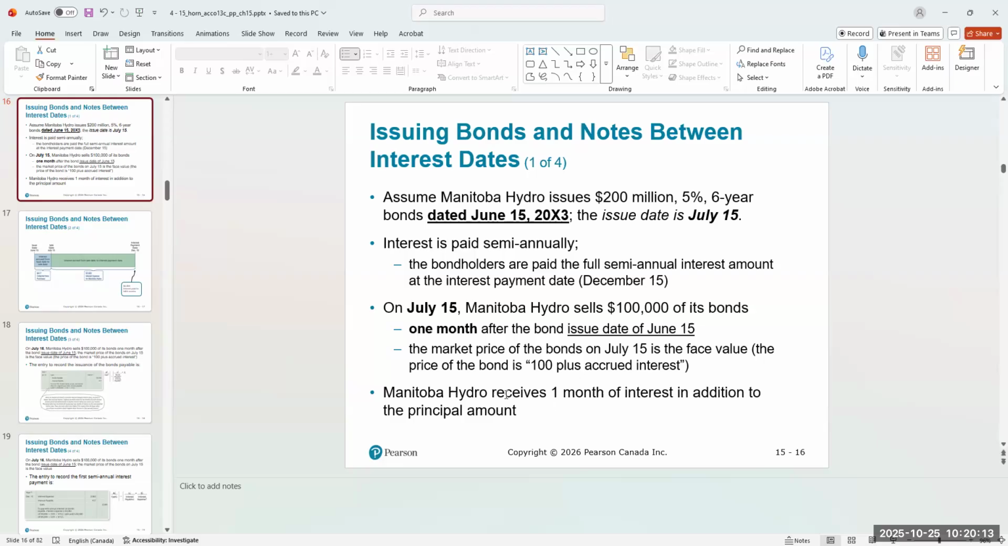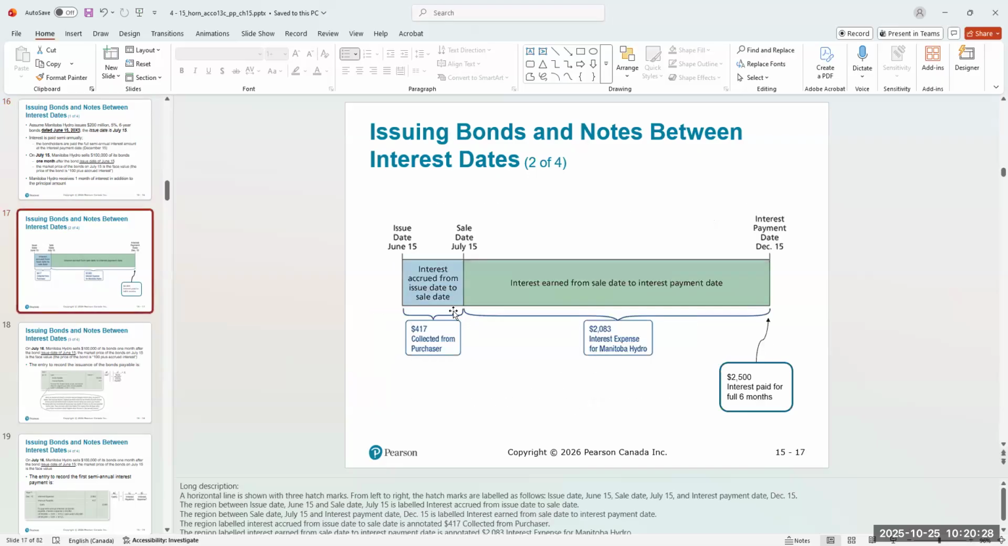So Manitoba Hydro, which issued the bonds, is going to get the interest for the month that we didn't have the money, in addition to the principal. So how does that go? Manitoba is going to pay the interest expense, the cash, 250,000, sorry, $2,500 for the 6 months.